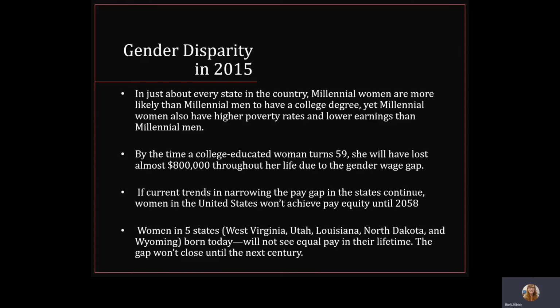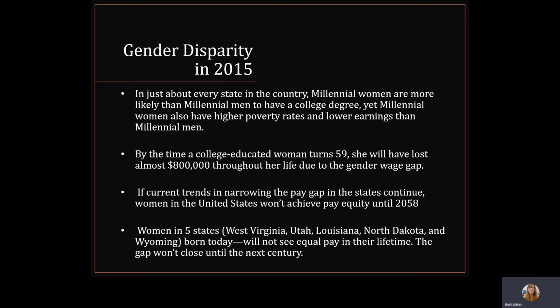So, gender disparity. In just about every state in the country, millennial women are more likely than millennial men to have a college degree, yet millennial women are far more likely to earn a poverty wage, and they do earn less than millennial men. By the time a college-educated woman turns 59, she will have lost almost $800,000 throughout her lifetime to the wage gap.